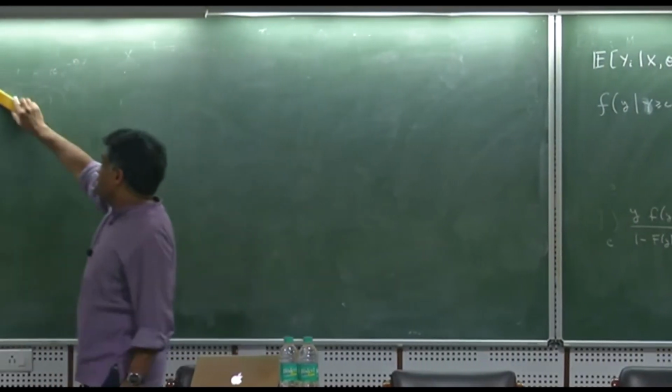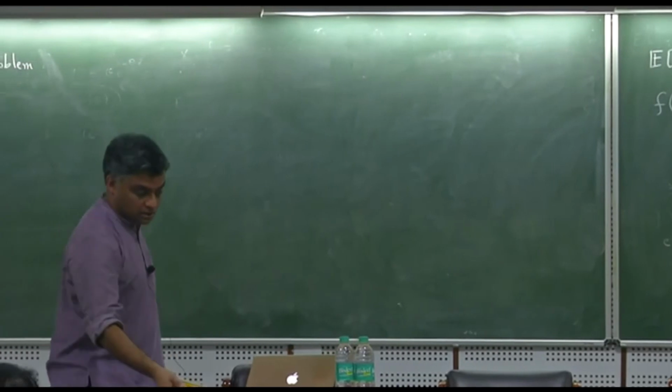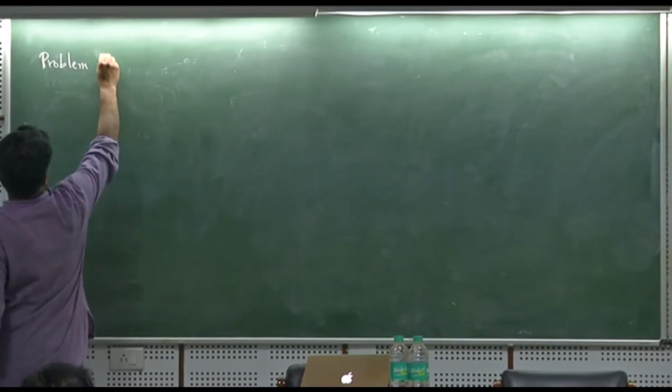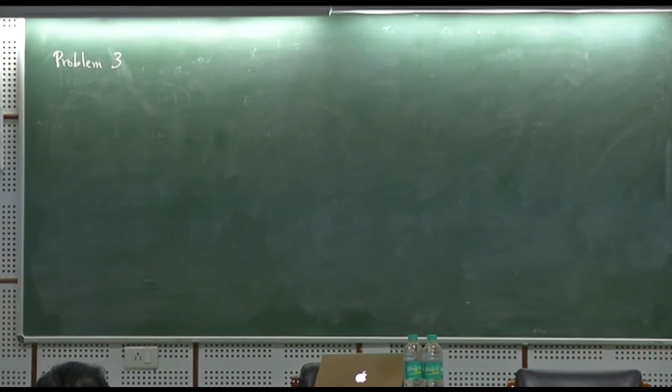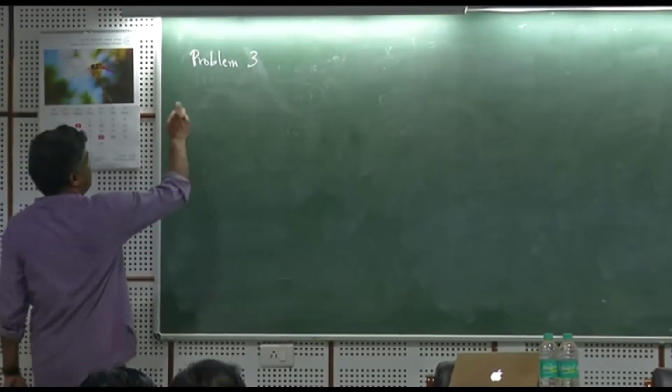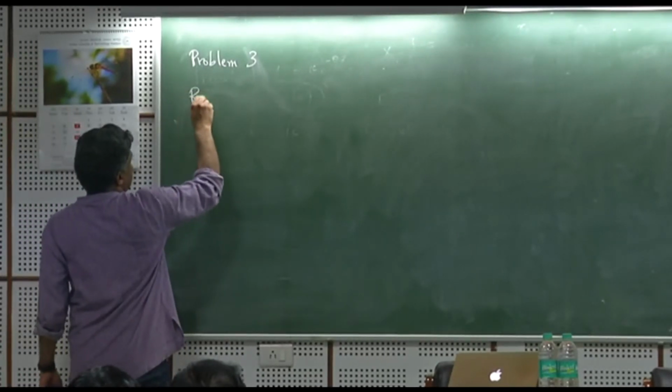So here the problem in problem number 3 is there is a random effects model, and this will introduce another trick. I won't fully do this because the full formula is a bit difficult. So let's look at this. So this is a random effects model.